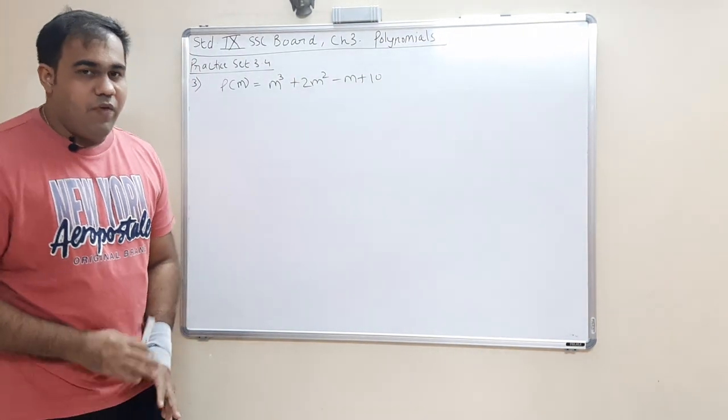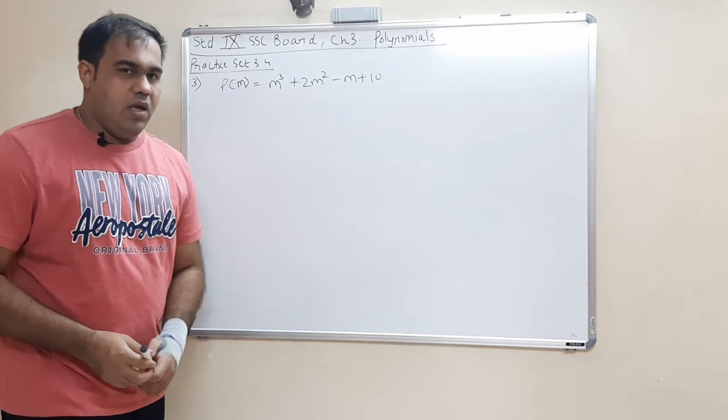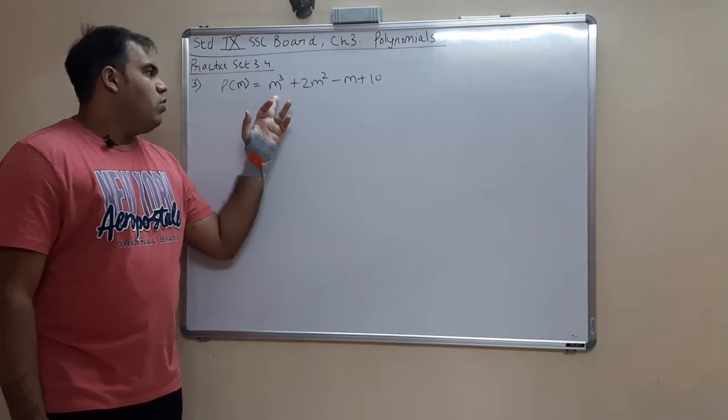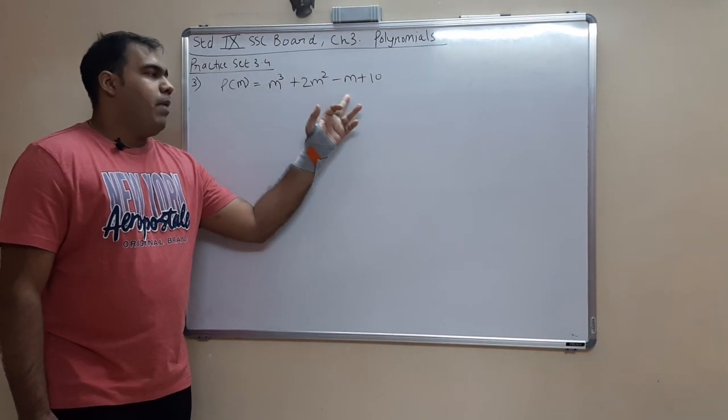We have done question 1 and 2, very easy. Okay, so we'll move on to question number 3. I have written the question here. It says P(m) equals m cube plus 2m square minus m plus 10.